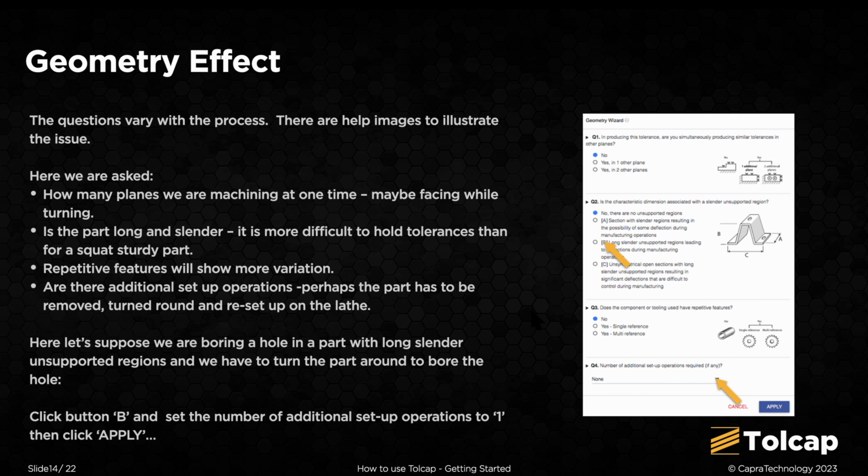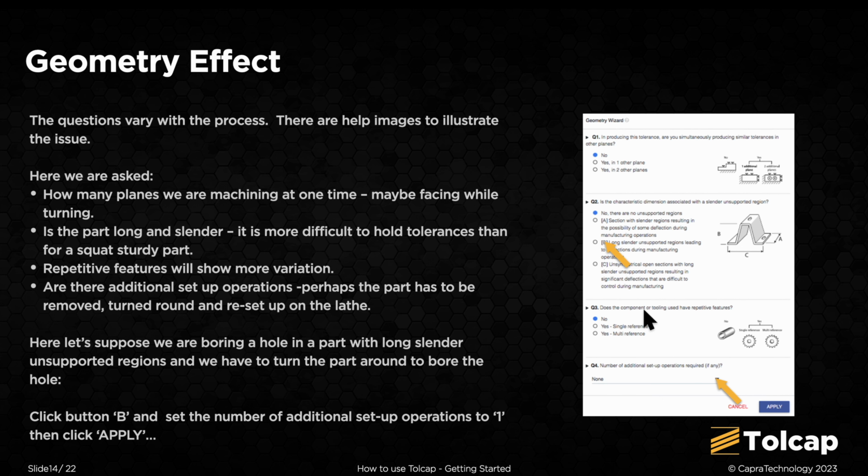Click the Geometry wizard. And we are presented with several questions, and these may vary with the process we selected. First, we are asked how many planes we are machining at one time. We might have been facing the part while boring the hole in it. Next, is the part long and slender? Because that is much more difficult to hold tolerances than for a squat sturdy part. Let's suppose the part is long and slender, and so we select answer B.